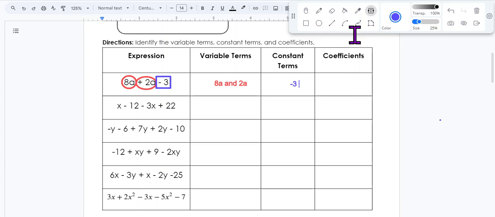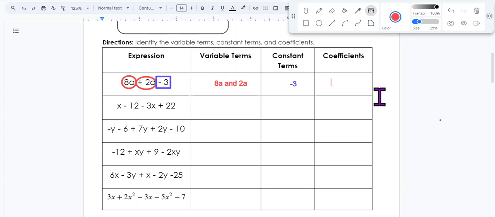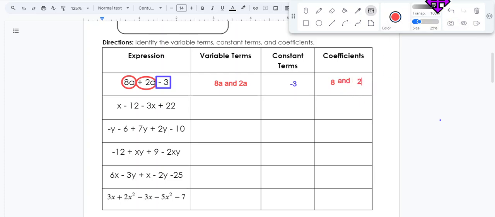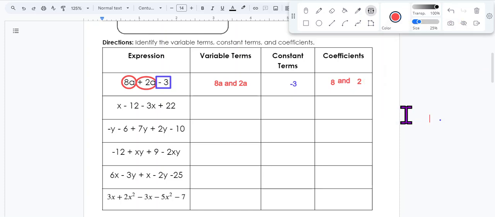My coefficients are numbers being multiplied to the variable. They're numbers in front of the variable. So the numbers in front of the variable for this one are 8 and 2. I don't know why my screen is acting weird, but those are my coefficients, 8 and 2. Pause the video, try the rest of these on your own, and unpause when you're done to check your work.